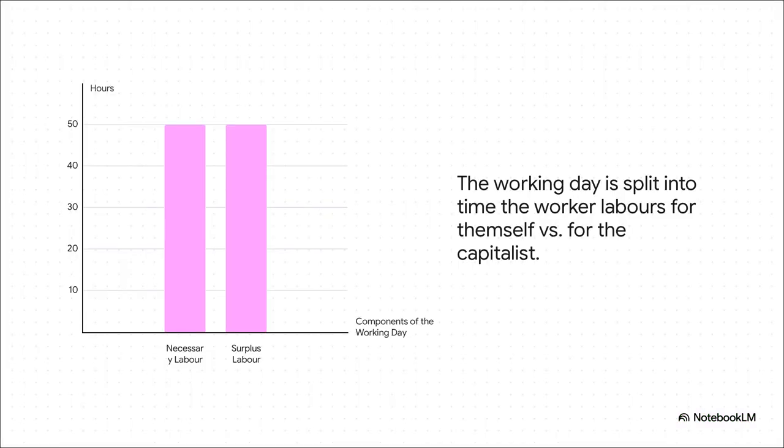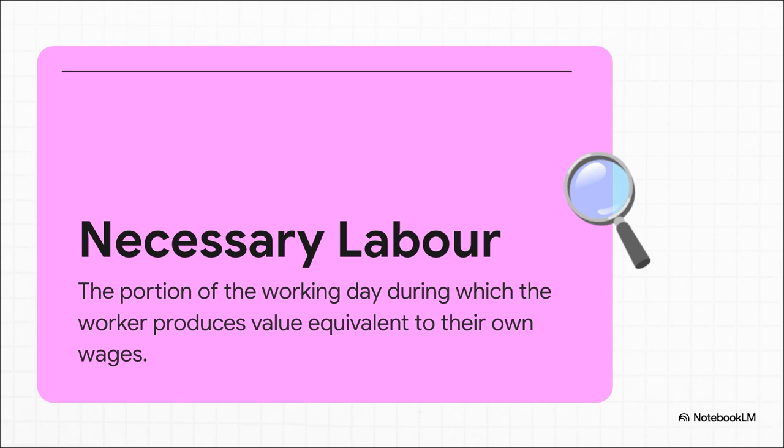Marx argues that the working day, even though it feels like one continuous block of time, is actually split right down the middle. From a value perspective, your day is made up of 2 totally distinct chunks of time. The first part of that day is what he calls necessary labor. This is the block of time where the worker is basically producing the value that's equal to their own wages.